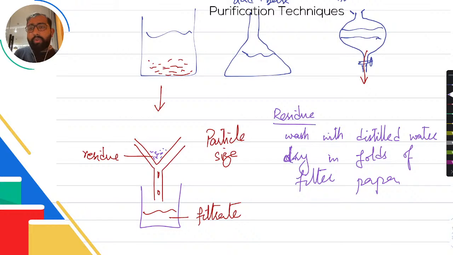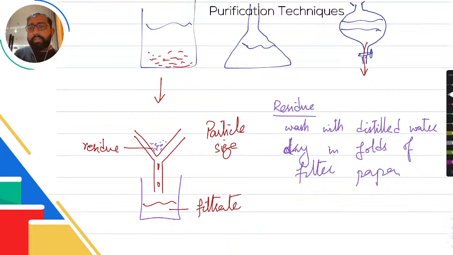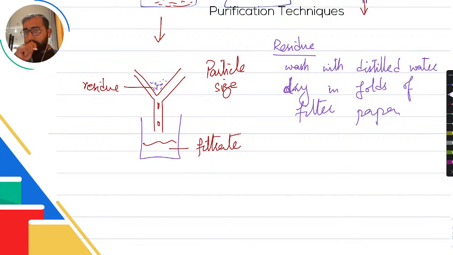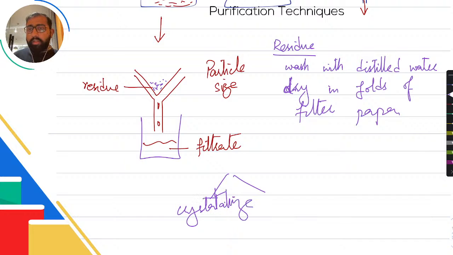Now, what if I don't want to collect the residue? What if I'm actually interested in the filtrate? So again, with the filtrate, I have a choice of two things. Either I can crystallize it, sorry about the spellings, or I can get pure dry powder. Now it depends on what the question is.